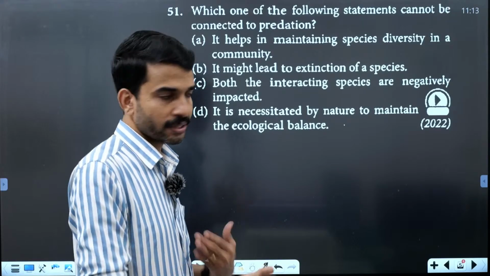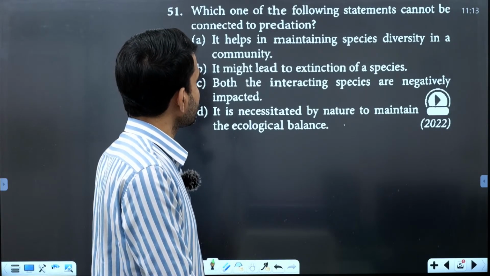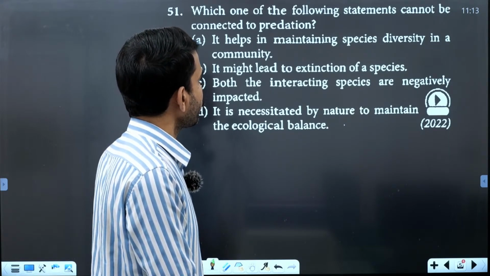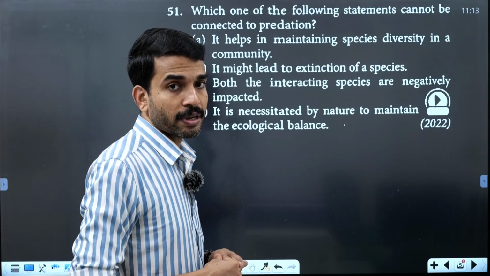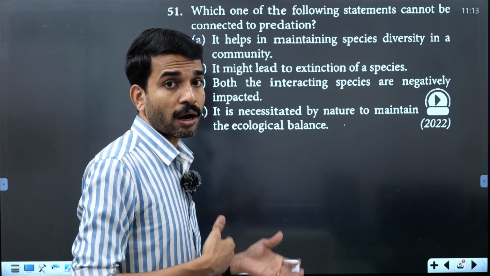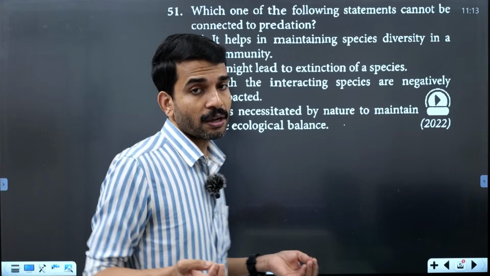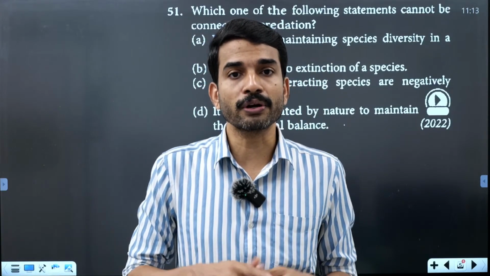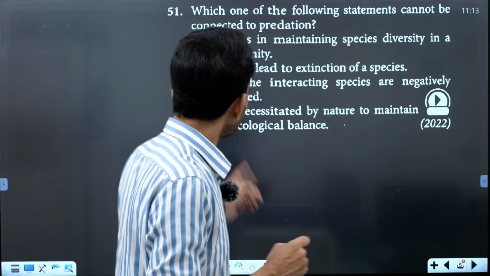We'll check all these statements. First one, it helps in maintaining species diversity in a community. That is true. According to our textbook, that statement is true. You remember our Pisaster starfish, right? So how it was responsible for the maintenance of biodiversity, we studied there, right? When we removed that Pisaster, some 10 species of invertebrates also got extinct, or they disappeared from that site. You remember it? So that is right.